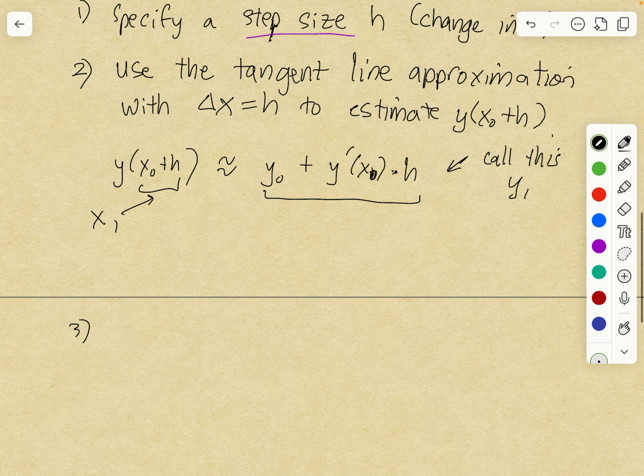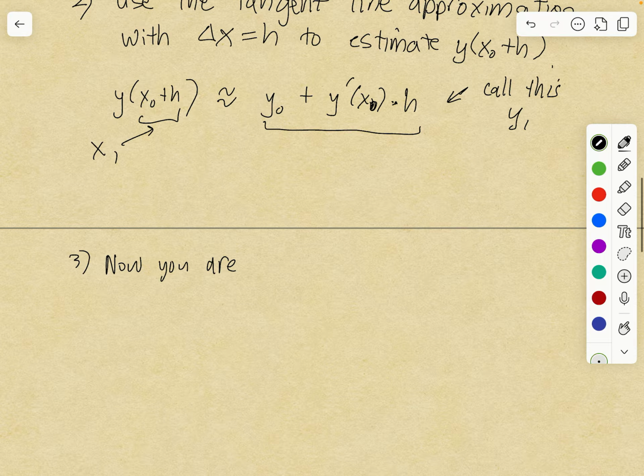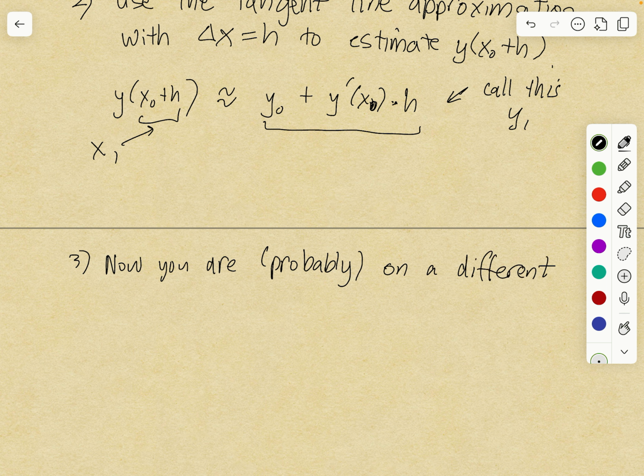So now you are at x1, y1. This is probably not going to be on the original curve that you started on. So you started on a curve that passed through x0, y0. Now you're on a new solution curve that passes through x1, y1. In general, those will not be the same curve. So now you are probably on a different solution curve. Remember, the solution curves fill up the entire plane. So wherever you are, you're on some solution curve. So you're probably on a different solution curve.